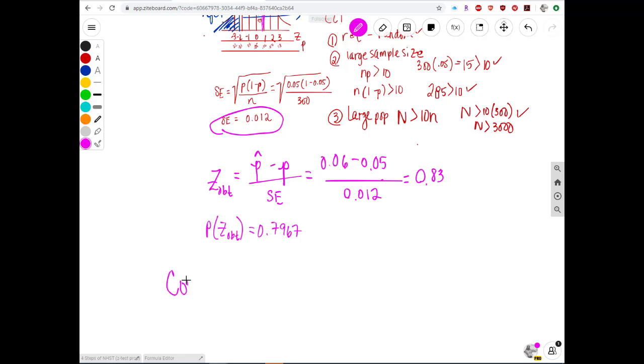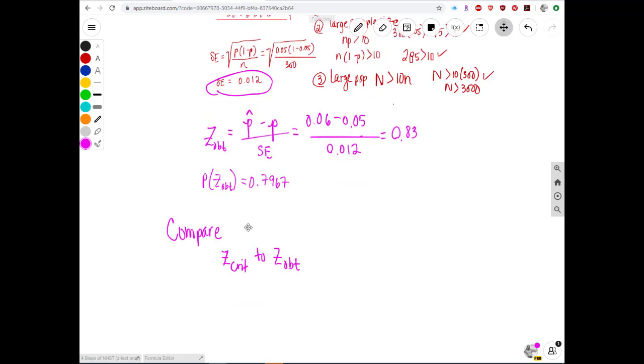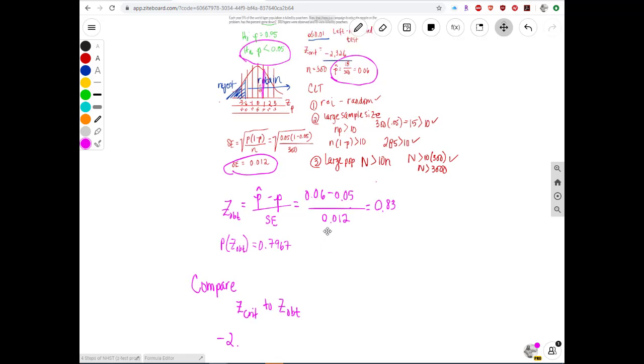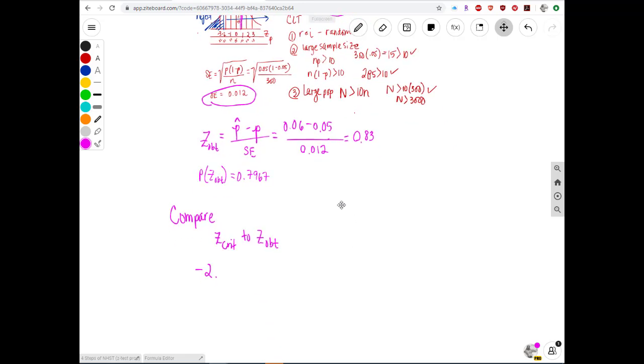We're comparing ZCrit to Z obtained, and we're saying that if it's less than our ZCrit of negative 2 point something, what did we say it was? Our ZCrit, negative 2.326, and positive 0.83. We said if it's less than this number, then we will reject. It's not, so this is saying retain.